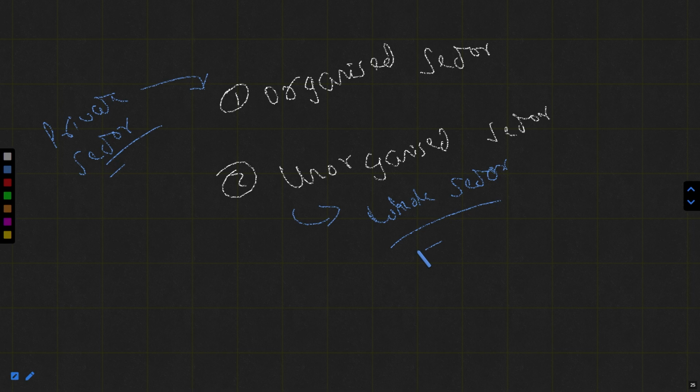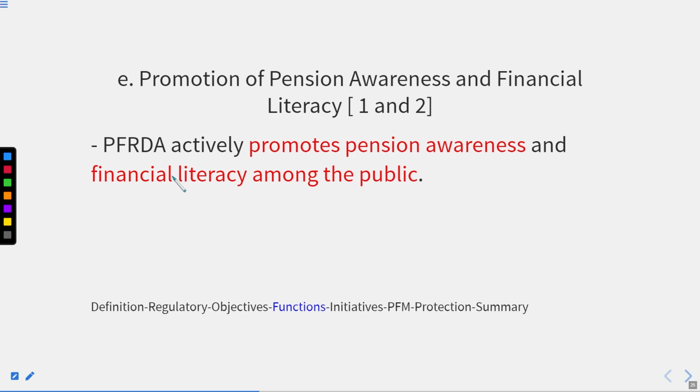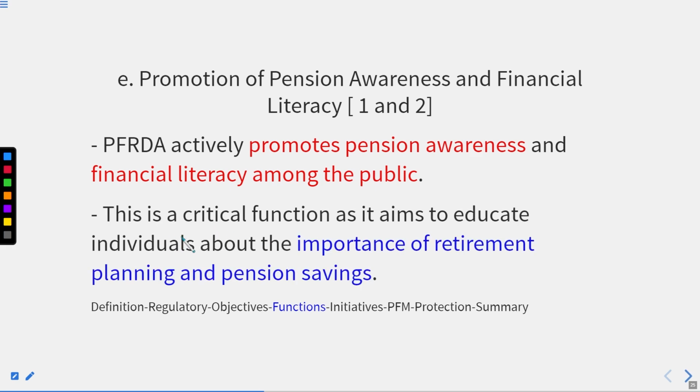So what PFRDA does, PFRDA makes sure that the people must be aware about the pension schemes and about financial literacy. PFRDA actively promotes pension awareness and financial literacy among the people. This is a critical function as it aims to educate individuals about the importance of retirement planning and pension savings.